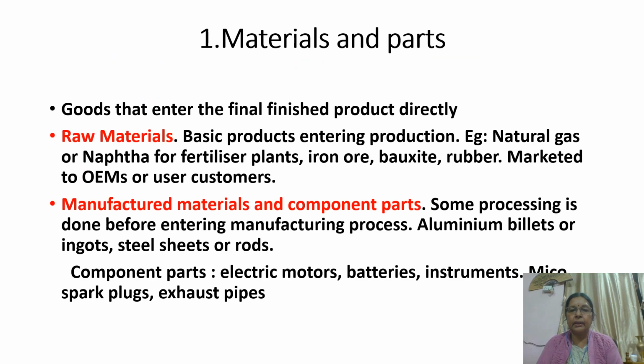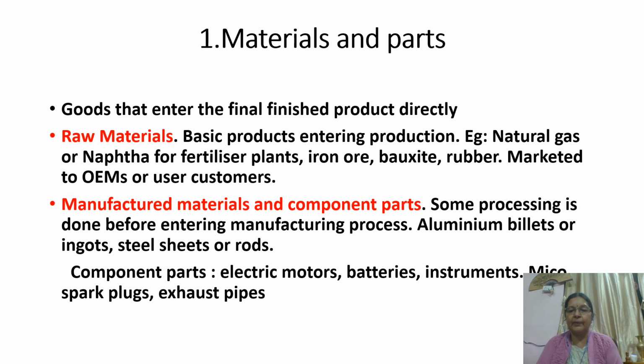So materials and parts are part of the finished product. So they are raw materials, manufactured materials and component parts. So they become the part of the finished product directly. So raw materials are materials which is used in the production process or in the manufacturing process.